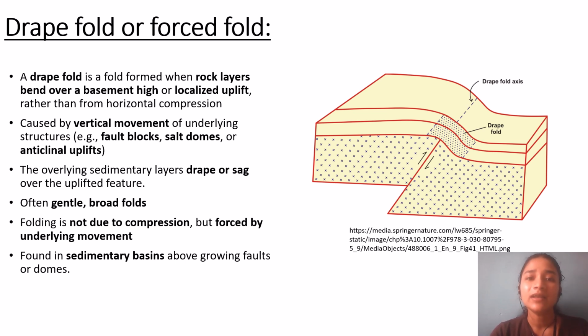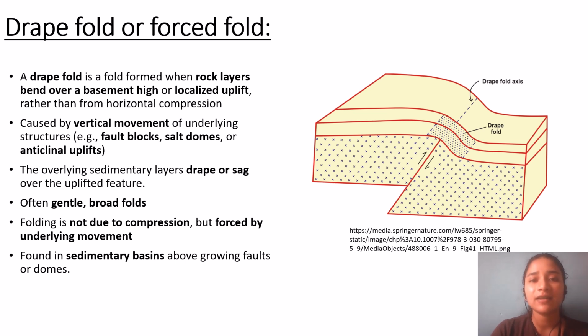In this diagram, the stippled area represents that underlying structure. It could be a fault block that has moved upwards, a rising salt dome pushing through the layers, or an anticlinal bulge where deeper rocks are being pushed up. As this basement structure moves vertically, the overlying softer sedimentary rocks are forced to bend and accommodate the change in the shape below. The result is a gentle, broad fold that essentially drapes over the uplifted feature.